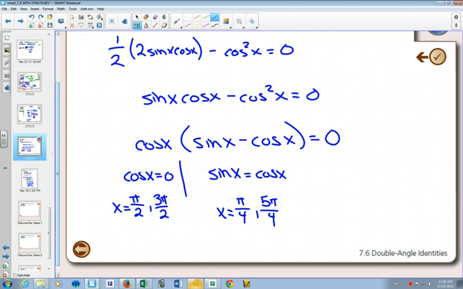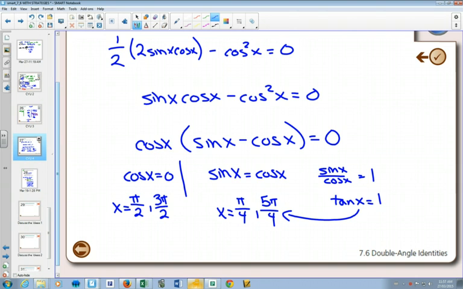The other thing you could do is change this to tan. Can you see that I could change this to tan? If I divided both sides by cos, then I would get sine x over cos x equals 1, which is the same as tan x equals 1, which happens where? In quadrant 1 and quadrant 3. Pi over 4 and 5 pi over 4.